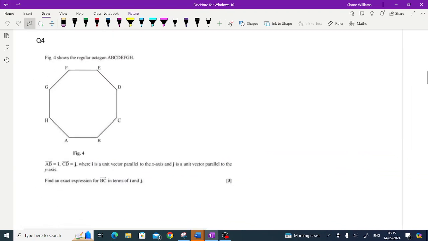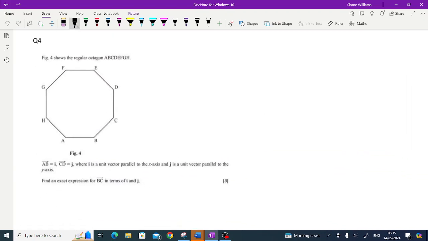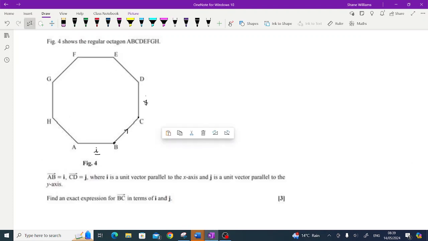Okay, then we're on to the geometrical problems. So in this case, we can say that AB is the vector i, and CD is the vector j. Find an expression for BC in terms of i and j. So I want to get from B to C, but using the horizontal and vertical direction. So the thing to do here is to consider a central point, or the other option is to take an additional point just outside, so go along and form basically a right angled triangle.